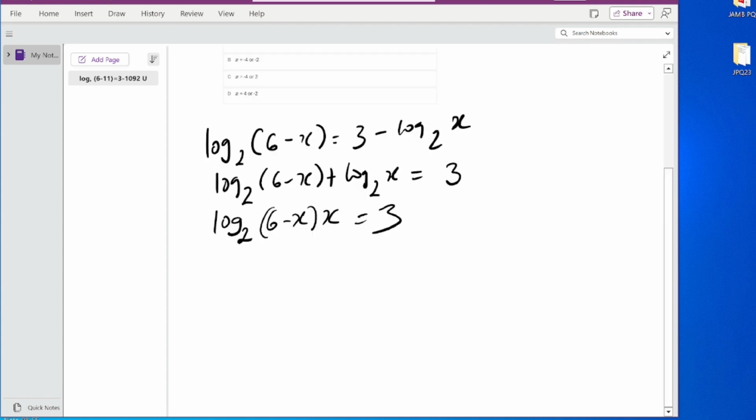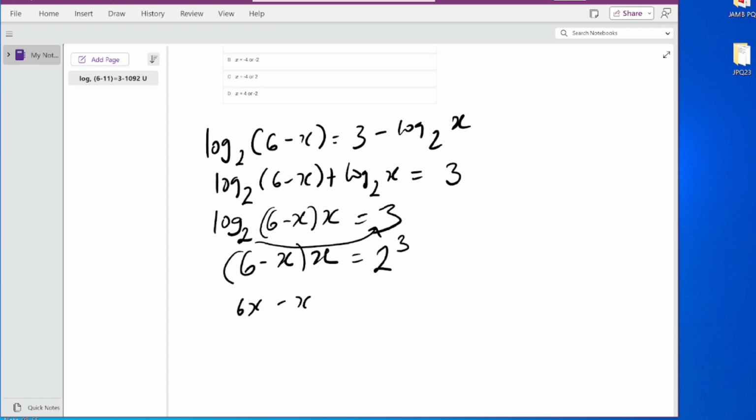Next, there's a law on the log that if you want this log to disappear and keep everything on the one side, the base would go this way and push this 3 to become a power. That's another rule on the log. So you have (6 minus x) times x equals 2 to the power of 3. This 2 pushes this 3, a whole number, to become a power. Then we can open this bracket and now have 6x minus x squared equals 2 to the power of 3.